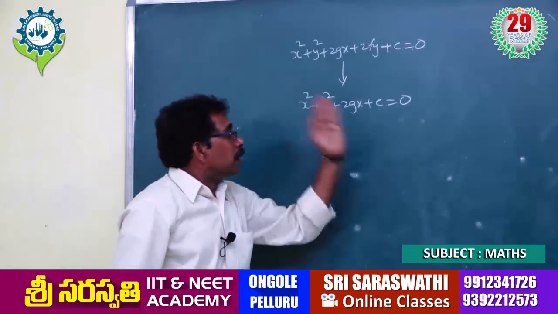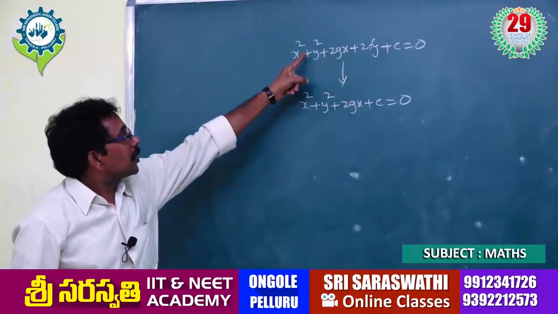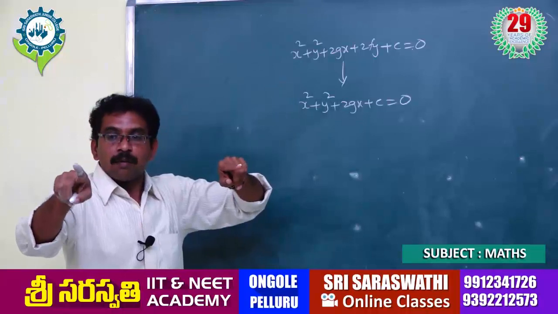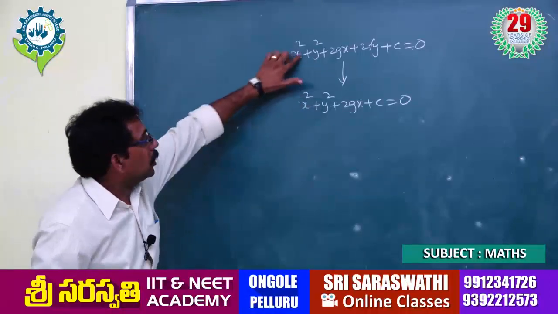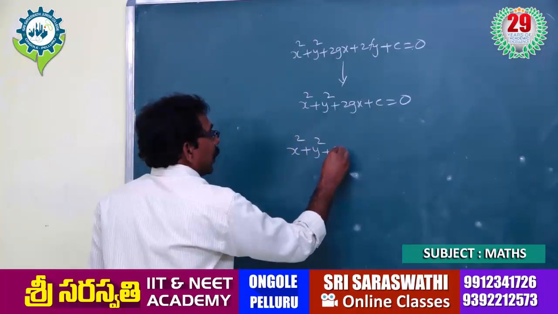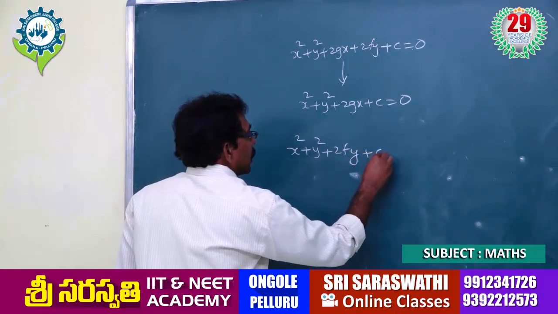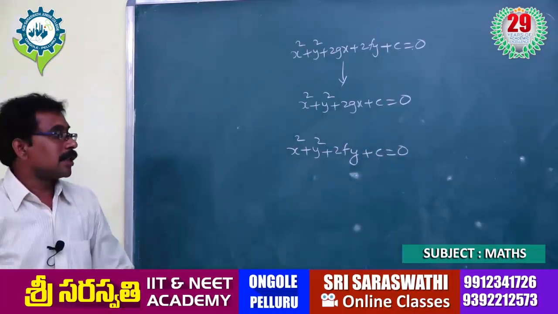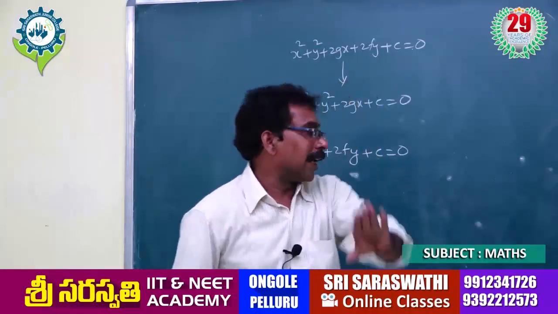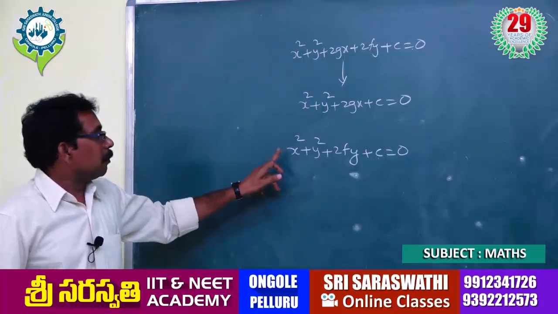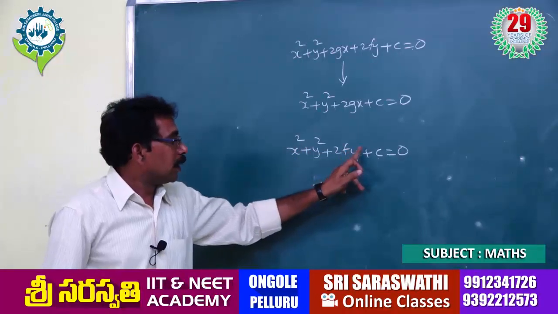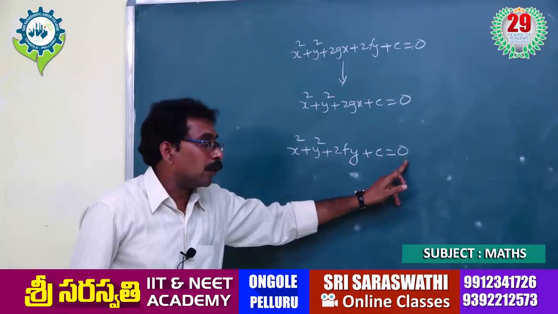Similarly, if this circle equation center lies on y-axis, then this equation becomes as x square plus y square plus 2fy plus c is equal to 0. Since on y-axis x coordinate is 0, hence the equation becomes as x square plus y square plus 2fy plus c is equal to 0.